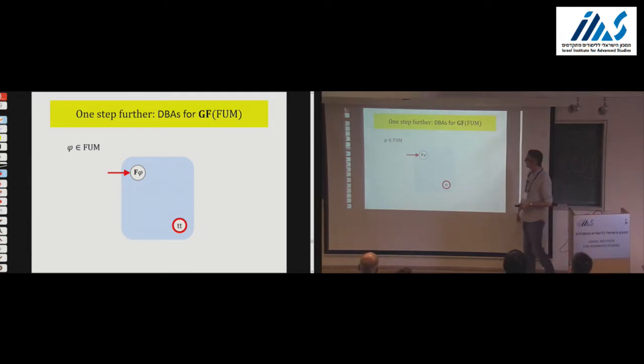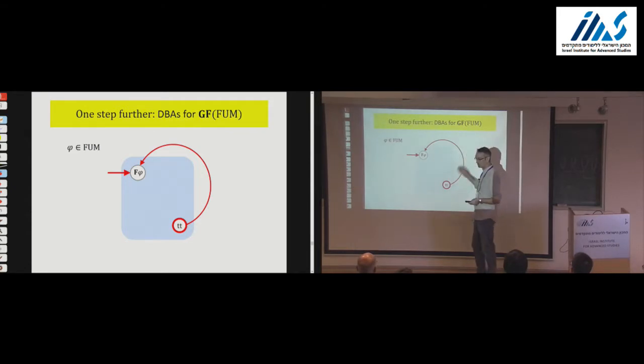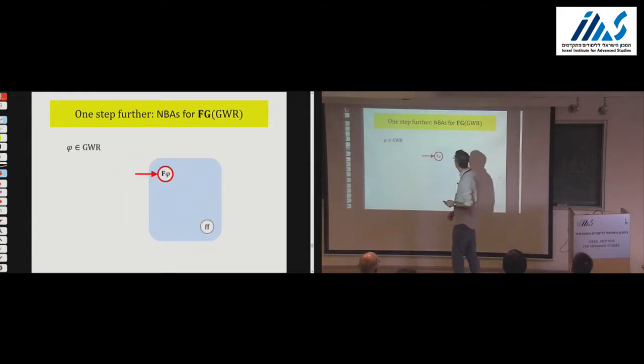So now what do you do for GF? Well, you just add an arc, essentially an epsilon transition, if you want, which you can then eliminate. And this will be your DBA for the fragment. Everybody happy? Good.